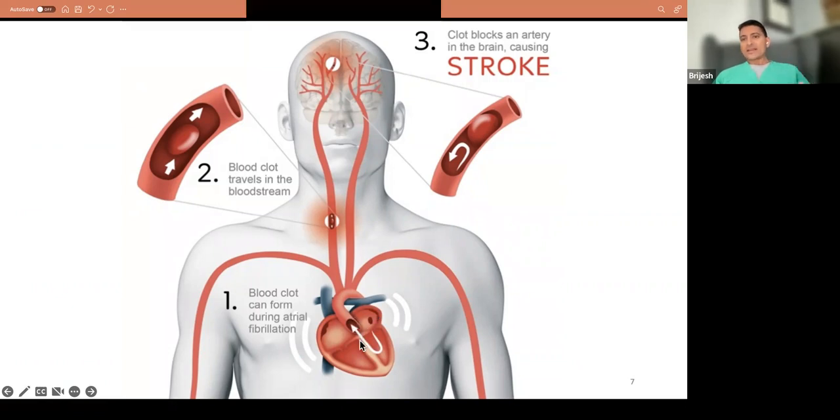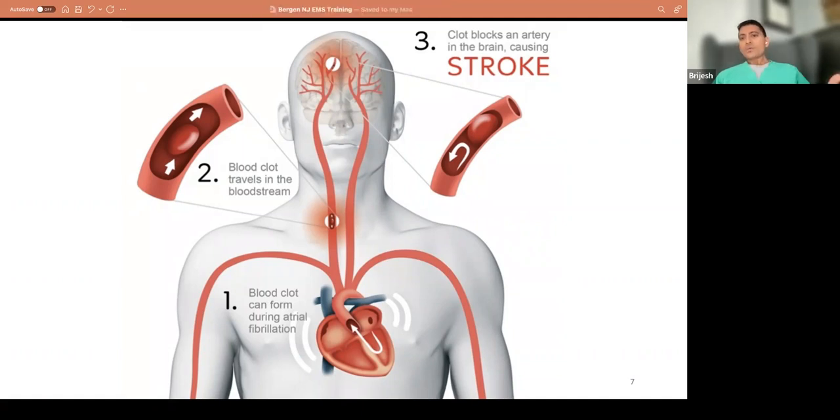And then during the next heartbeat, for example, invariably that blood clot can dislodge and go all the way up to the brain and cause a blockage of an artery in the brain. And this is very common. I would say about 20%, so 1 in every 5 strokes that we see are due to atrial fibrillation. And so it's something that we work up once a patient gets admitted to the hospital.